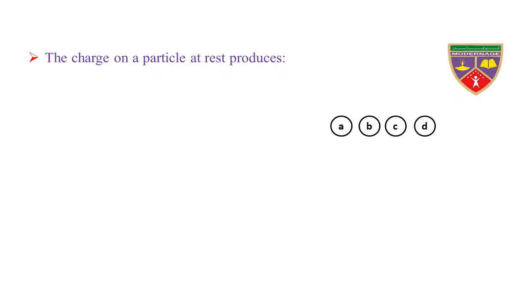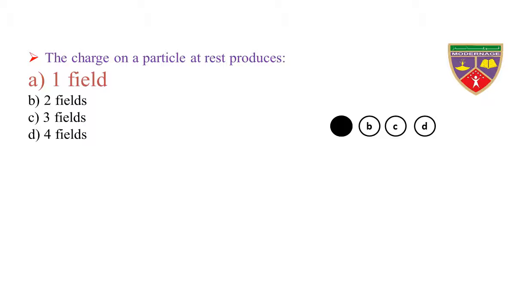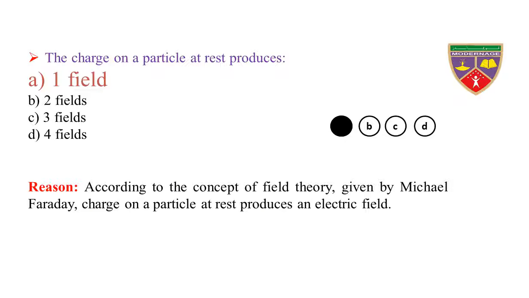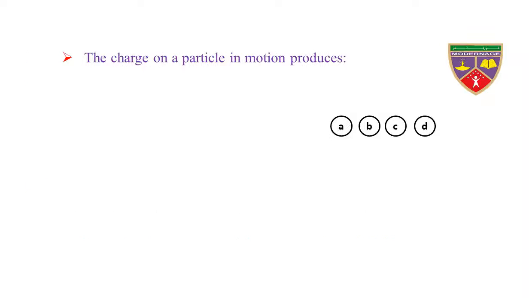A charge on a particle at rest produces: option A, one field; option B, two fields; option C, three fields; option D, four fields. The key is one field. Therefore, the correct option is A. Reason. According to the concept of field theory given by Michael Faraday, a charge on a particle at rest produces an electric field. Hence, the charge on a particle at rest produces one field.